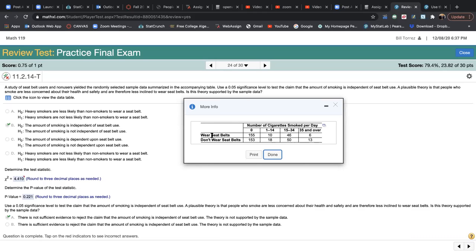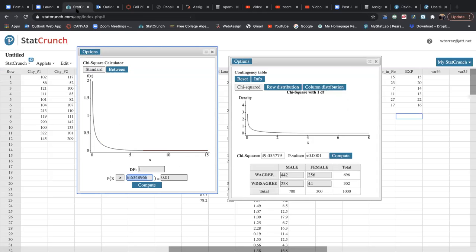The first row label is wear seat belts. The second row label is don't wear seat belts. And the categories of cigarettes are 0 cigarettes smoked per day, 1 to 14, 15 to 34, 35 and over. All right, so let's go in StatCrunch and set up the contingency table here.